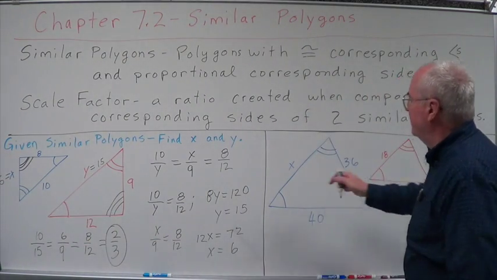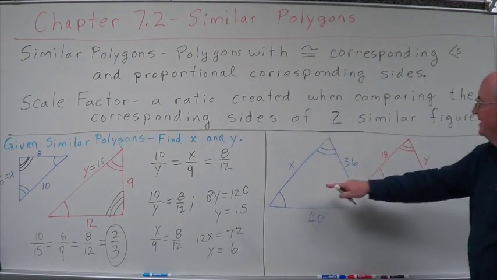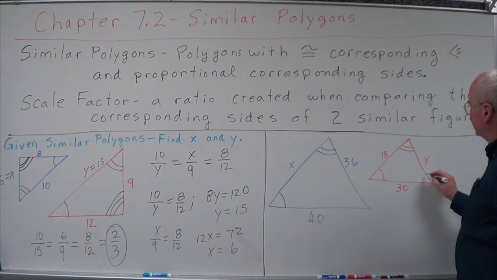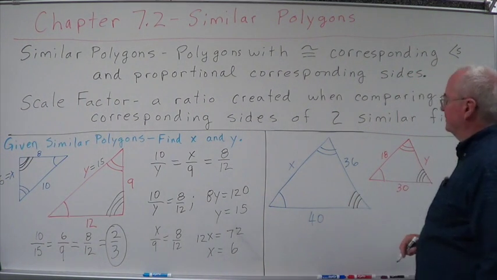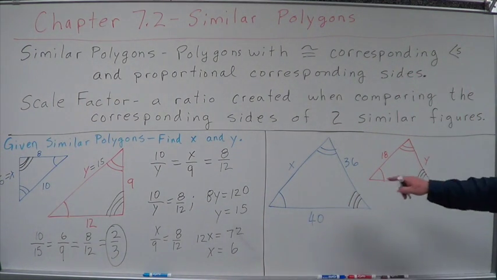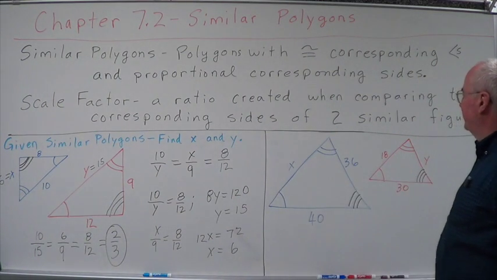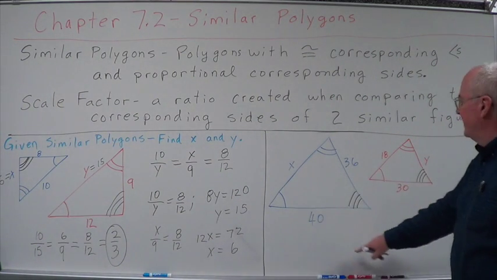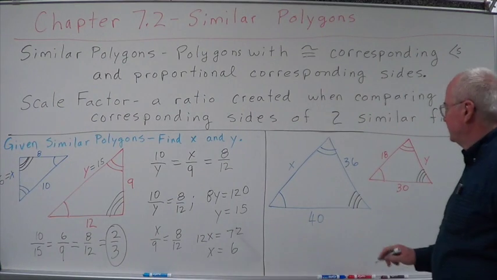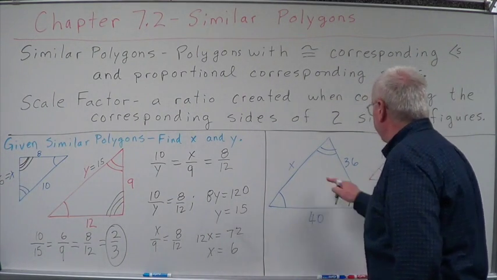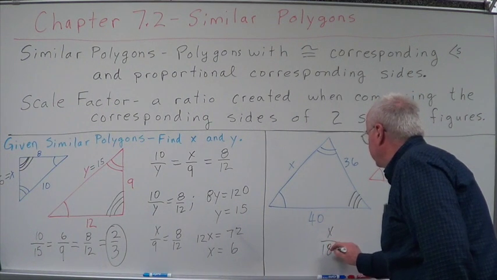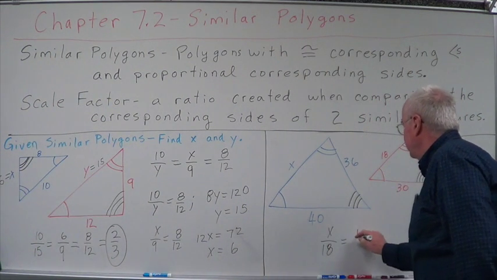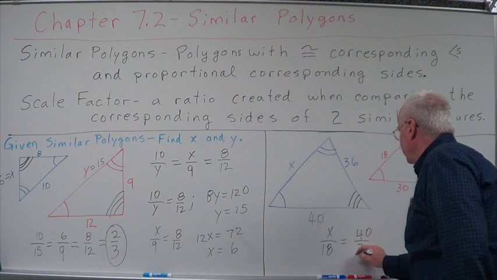Again, what do we know about this third angle? If these two angles are congruent, this third angle has to be congruent with them. Now this one's a little easier to see. We know the x goes with the 18, 36 goes with the y, and the 40 goes with 30. So we're just going to come down here and put that up. X is to 18 equals 40 is to 30.